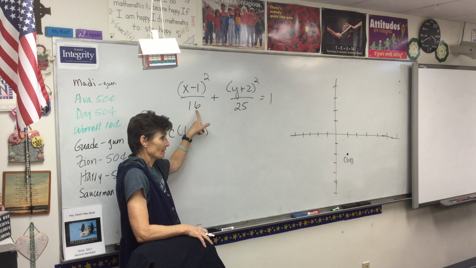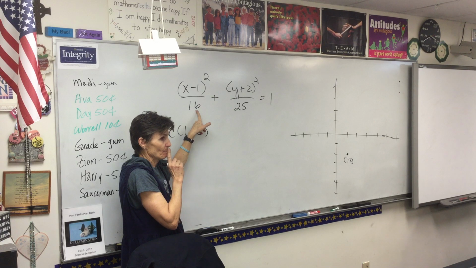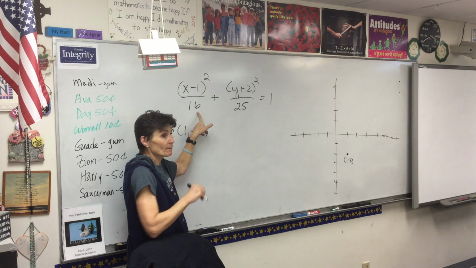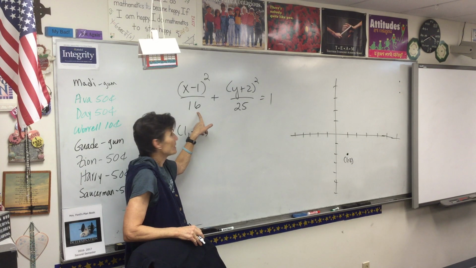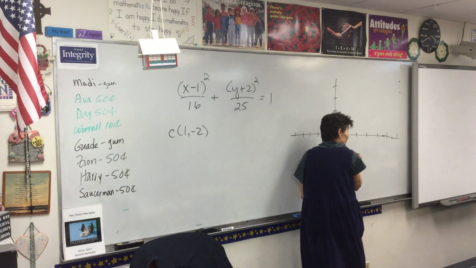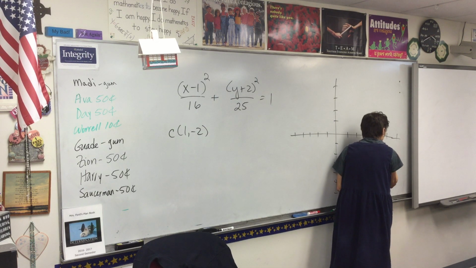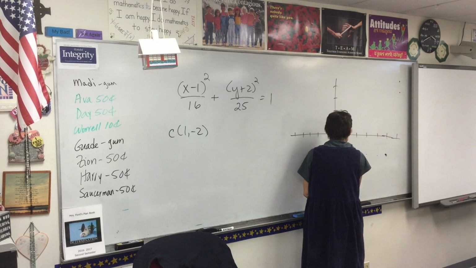You can do 4, 0, -4, 0. Okay, actually not this time. But it does have to do with 4. This is like my radius in the x direction. So I'm going to start at my center, Olivia, and I'm going to count 1, 2, 3, 4, and 1, 2, 3, 4.